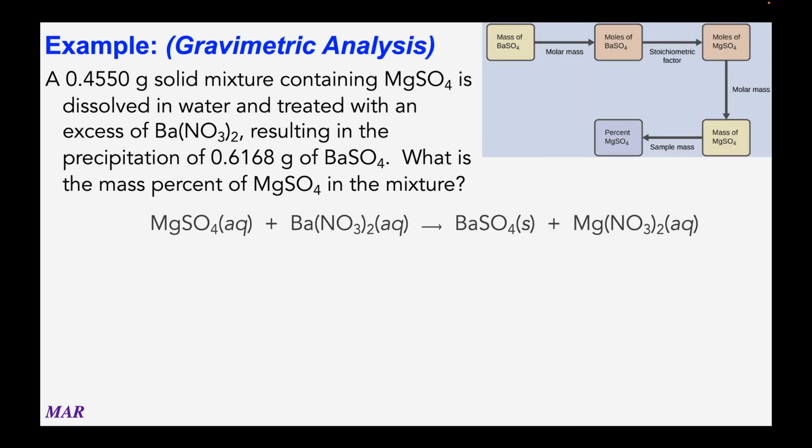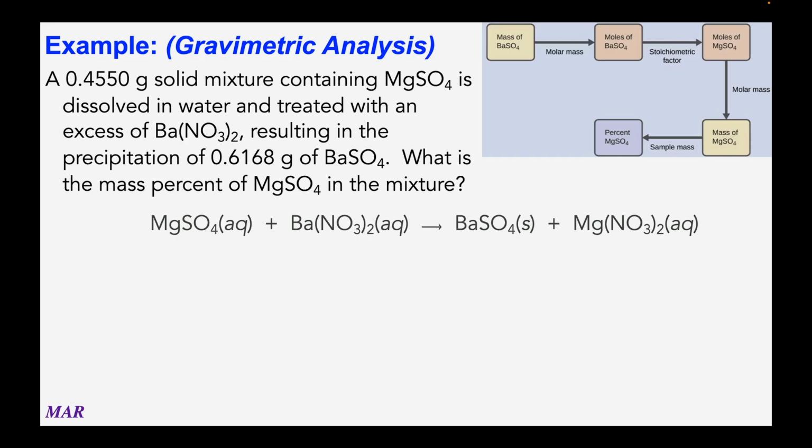So let's say we have a 0.4550 gram mixture. Mixture means impure, by the way. But our mixture does have magnesium sulfate. And like we just talked about, sulfate and barium make a solid. So let's say we dissolve our unknown mixture in water. We treat it with a source of barium ions, barium nitrate. And at the end of the day, we end up with 0.6168 grams of barium sulfate. Well, we can use all of this information to find the mass percent of magnesium sulfate in the mixture.